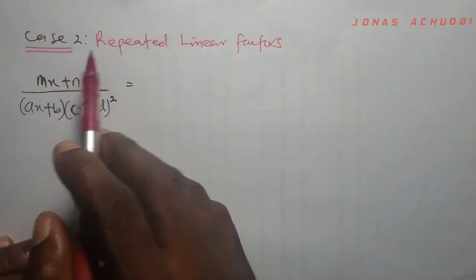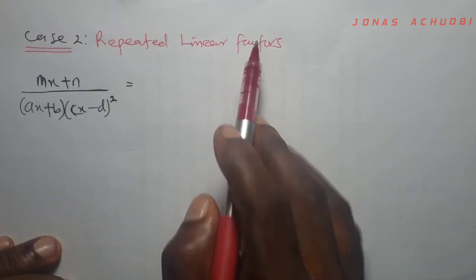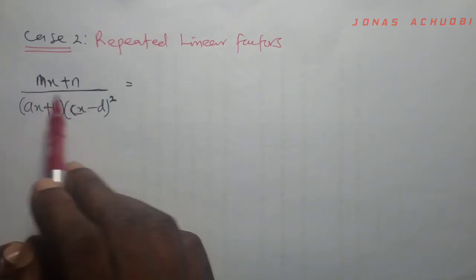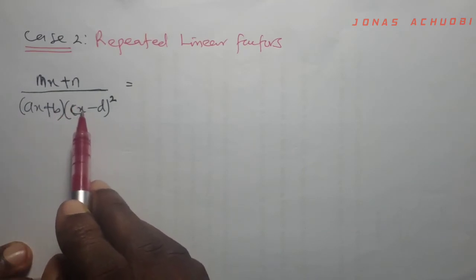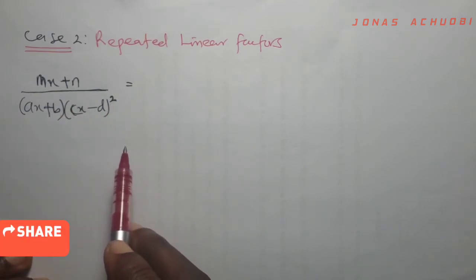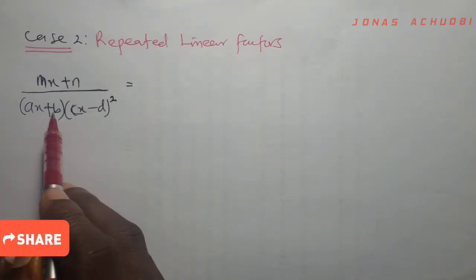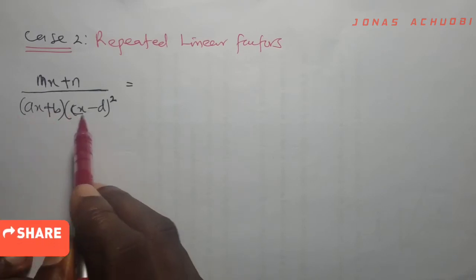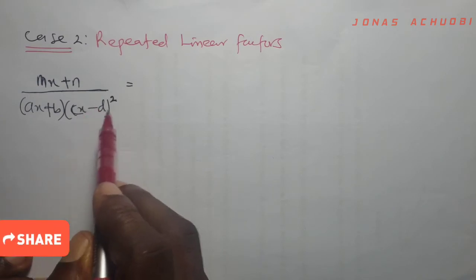Case 2 is when we have repeated linear factors, again where? At the denominator. So we have here mx plus n divided by, the first factor is ax plus b, second factor is cx minus d, but now it is squared. Now the first thing is, are the factors linear? Let's check. Ax plus b is a linear factor. The highest power of x is 1, so it's linear. Second factor is cx minus d, and again it is linear. However, we have cx minus d raised to the power 2.